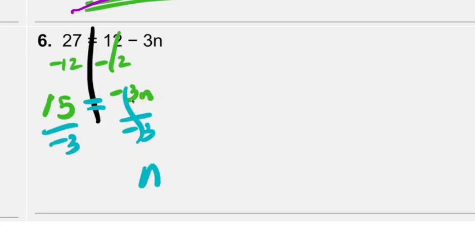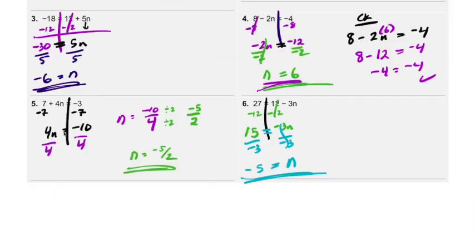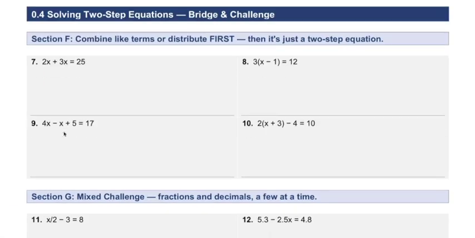Those are out. I get n equals 15 divided by negative 3. Remember, positive divided by negative is a negative. So I get negative 5. There's my solution. Okay. Next one, ooh, a little mix.